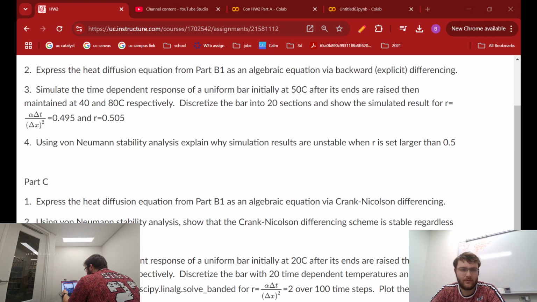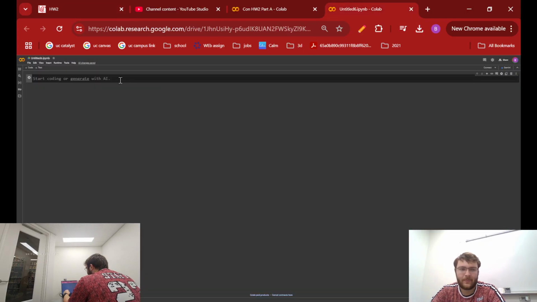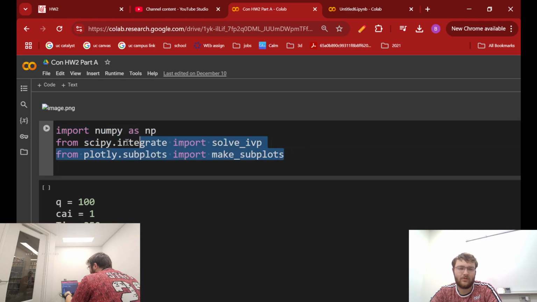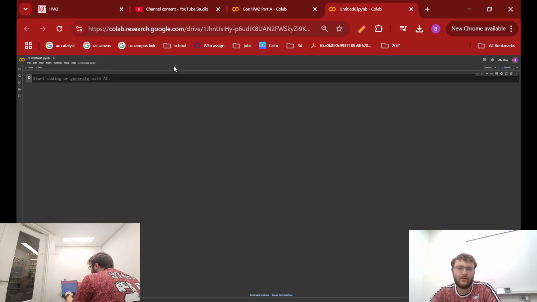Question 3, which is simulate the time-dependent response of a uniform bar initially at 50 degrees Celsius after its ends are raised, then maintained at 40 and 80 degrees Celsius respectively, and discretize the bar into 20 sections and show the simulated results for R at these two R values. So we can start out with everything that we start before. I'm just going to steal everything from before.